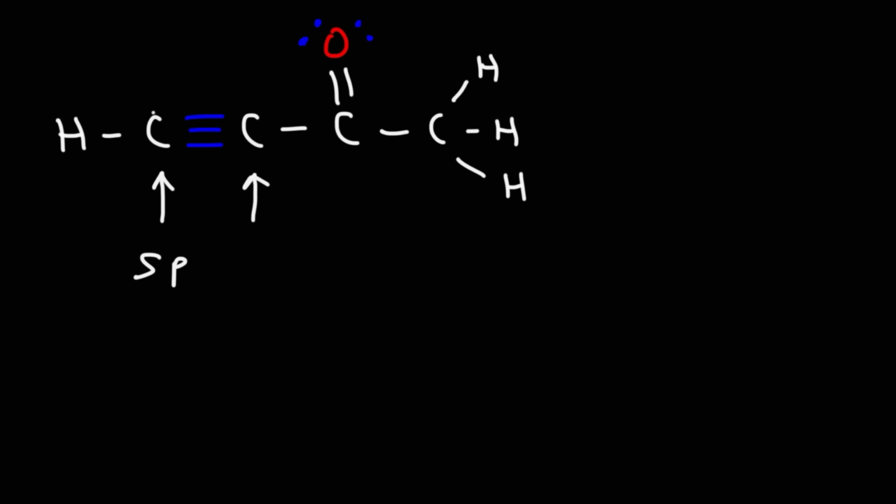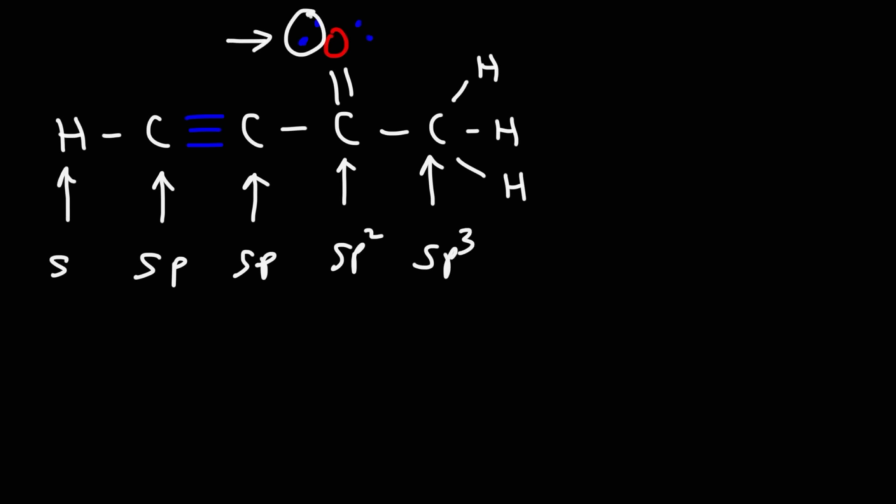This carbon has a steric number of 2, so it's going to be sp hybridized. This one has a steric number 3, 1, 2, 3, so it's going to be sp2 hybridized. This has a steric number 4, 1, 2, 3, 4, so it's going to be sp3 hybridized. This hydrogen is simply s, and the oxygen has 1, 2, 3, so a steric number of 3, it's sp2 hybridized. So that's a quick and simple way to determine the hybridization on an atom.